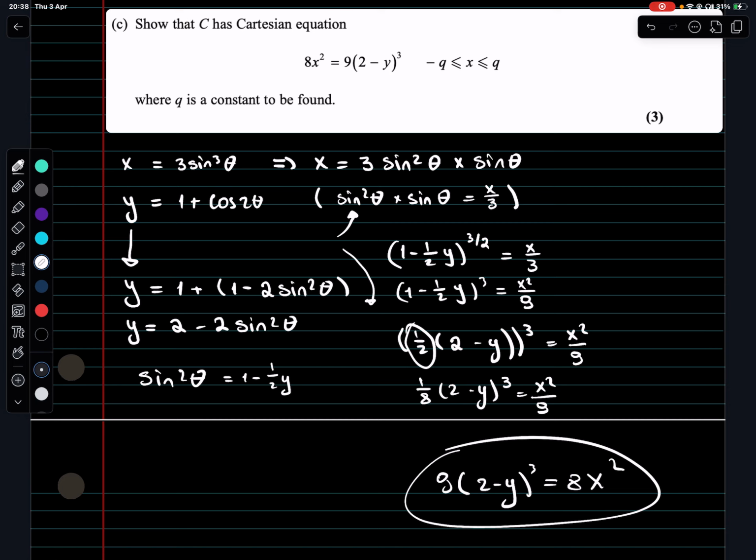Where q is the constant. Okay, so we need to also find, by the way, the range for q. I almost forgot that. So we have to find the range, and that's for the x.